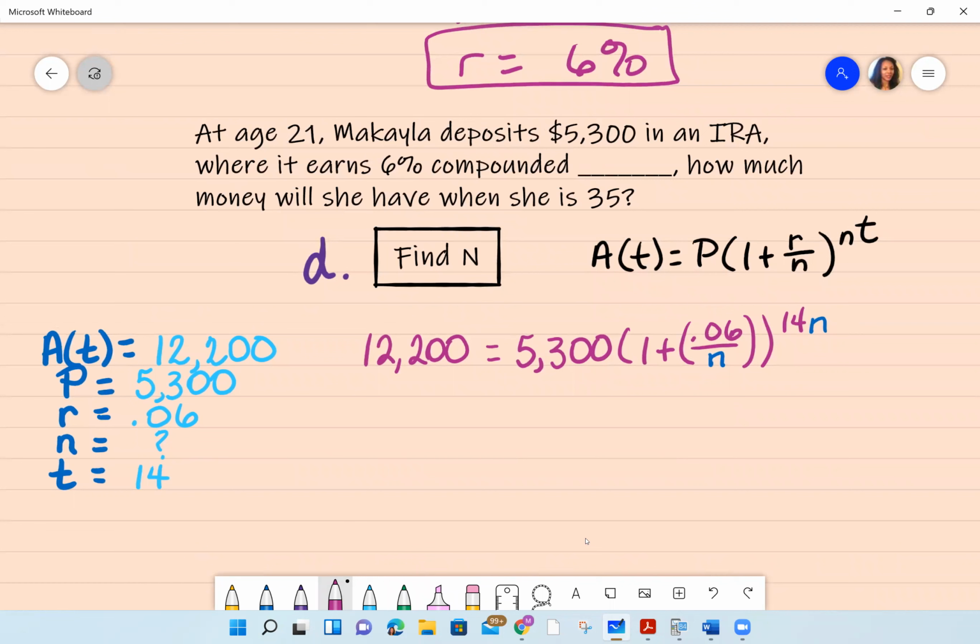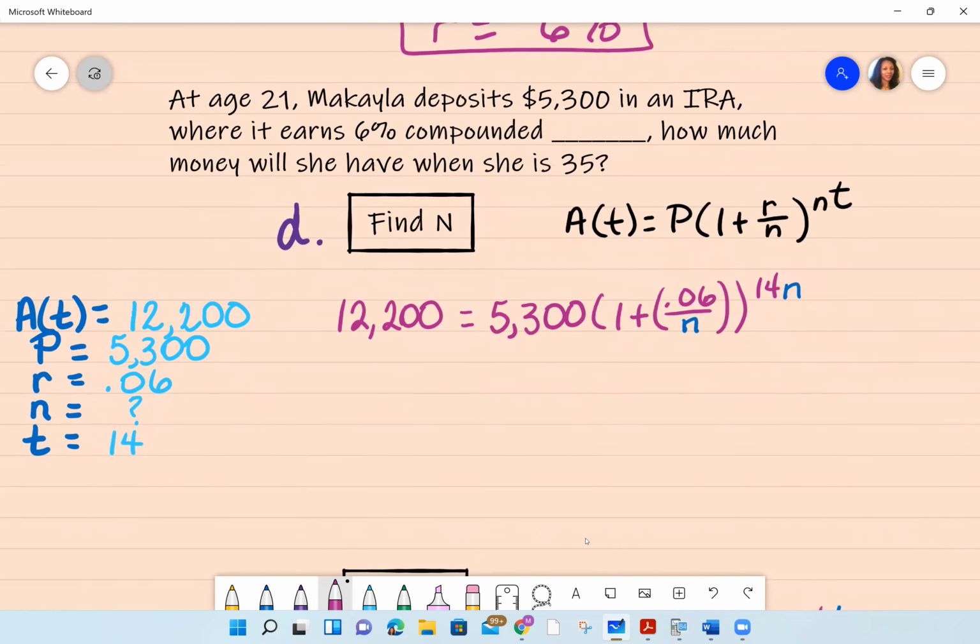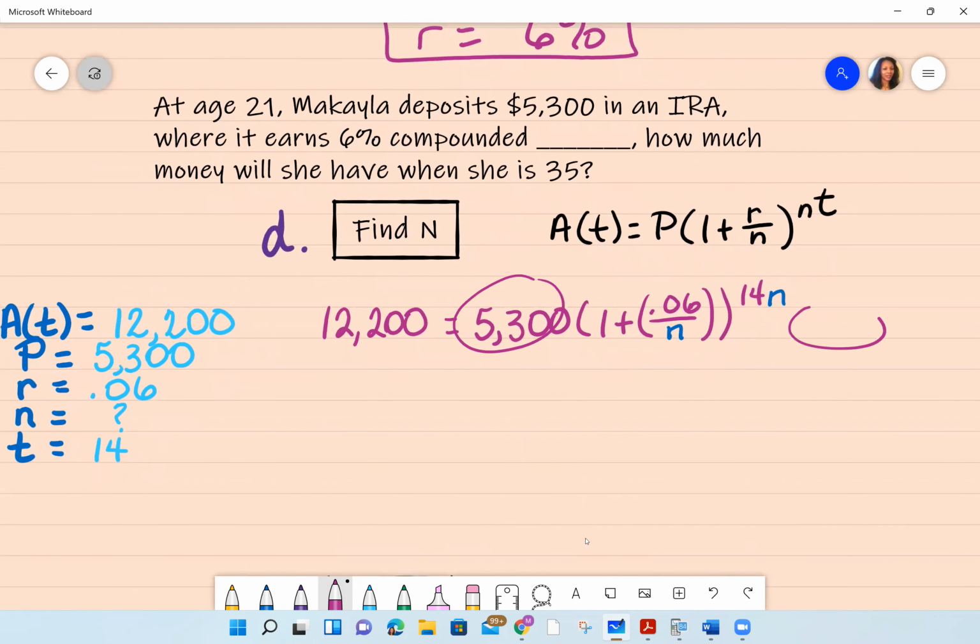So now what I want to do is look for N. I have two more, so N and T. I'm still using this same formula and I'm just rearranging the numbers. I already put that in there, 0.06. I'm looking for N this time. Again, if I ever have something in front of or behind my exponent, I have to get rid of that first. So I'm going to divide both sides by 5,300. And we already did this one, right?